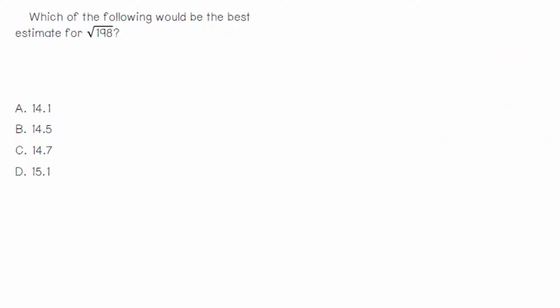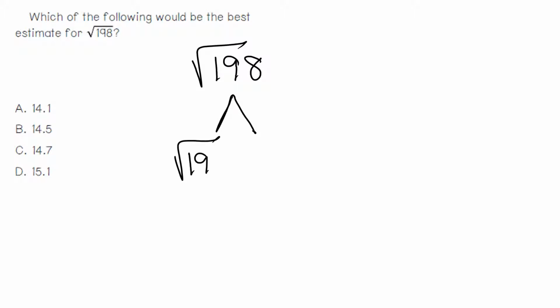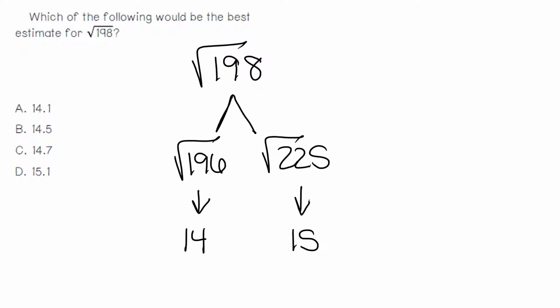Which of the following would be the best estimate for the square root of 198? So again, 198 is not on our perfect square list, and so we are going to have to break it down. The two closest perfect squares, looking at our list, it's close to 196 and 225. 198 is in the middle of those two. 196 is going to equal 14. 225 is going to equal 15. We know that our answer is going to be in the middle. It's going to be 14 point something. We're not sure yet, meaning we can take out D as an answer.